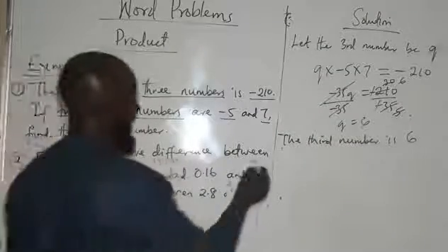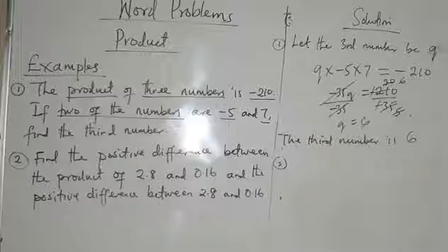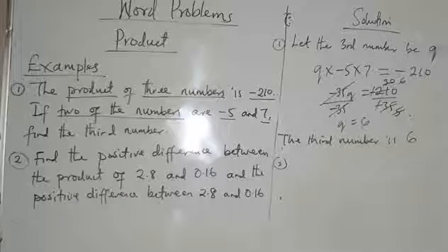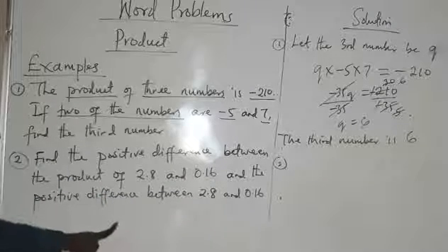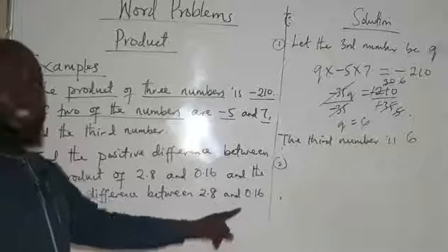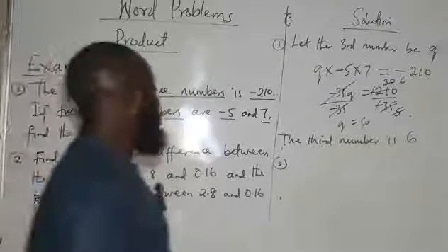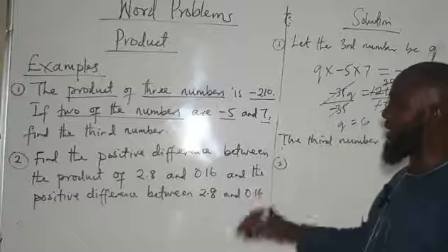Good. So let's look at the last question here. It's the first one here, the product. So this one we have to be very careful. Find the positive difference between the product of 2.8 and 0.16, and the positive difference between 2.8 and 0.16. You have to be very careful with this type of question. If you are careless, you miss it. As simple as it is, you have to be very, very careful.